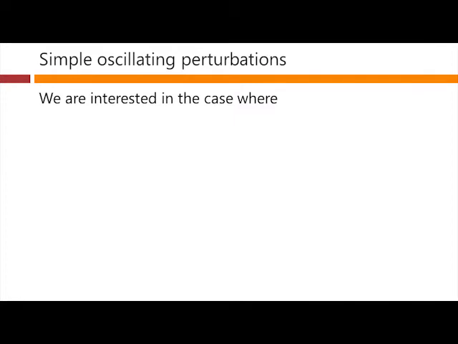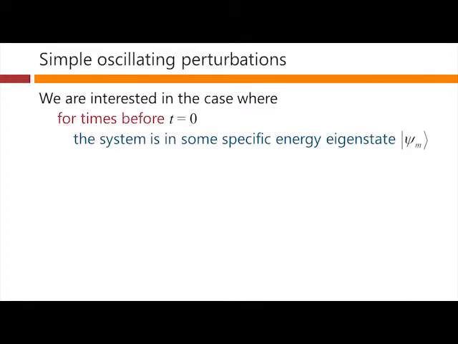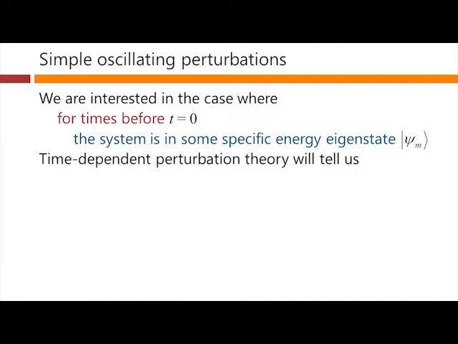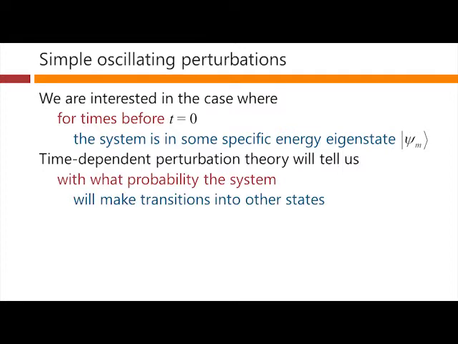We are interested in the case where, for times before t equals 0, the system is in some specific energy eigenstate. So this is going to simplify our starting condition for the problem. We don't have to choose this, but it will make our problem simpler to work with, and it's a typical case to analyze anyway. So time-dependent perturbation theory will tell us with what probability the system will make transitions into other states.